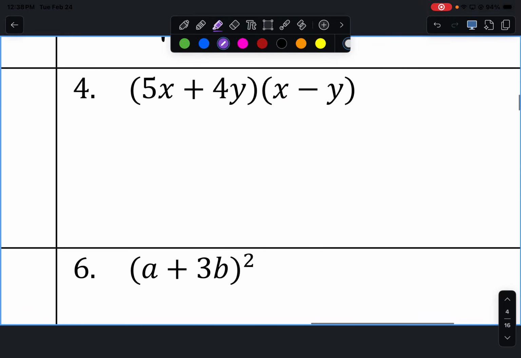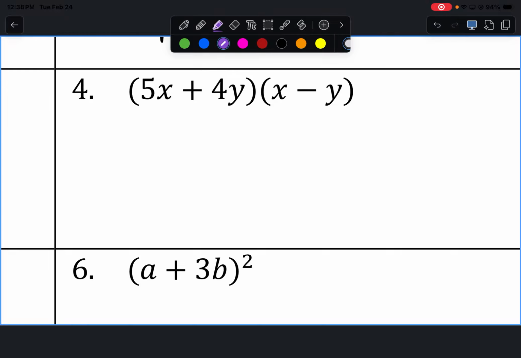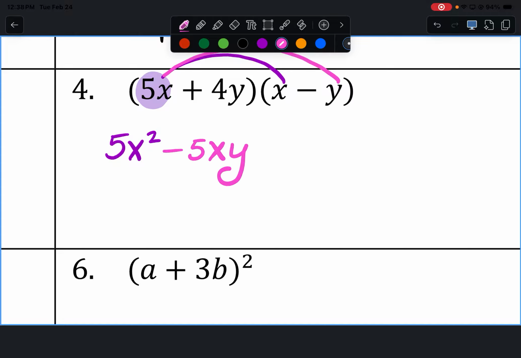So what do I need to start with distributing in number 4? 5x. So we're going to do 5x times x to get 5x squared. Then I need to distribute 5x to negative y, which gives us negative 5xy. And that is the correct way to write it. We would do x first, then y. Okay, what do I need to start distributing after that? And what do I multiply it to? What is 4y times x? 4xy. And then we distribute 4y to? What is 4y times negative y?